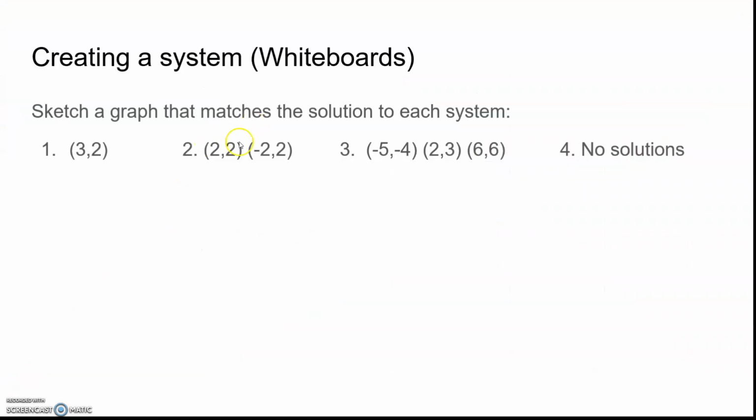Our second one is we have 2 points here. We have 2, 2 and negative 2, 2. So these are 2 separate points where our solutions are met, our equations are met. We're going to have to try and sketch a graph of that. So go ahead and take a shot, and then I will show you on Desmos what I ended up with.